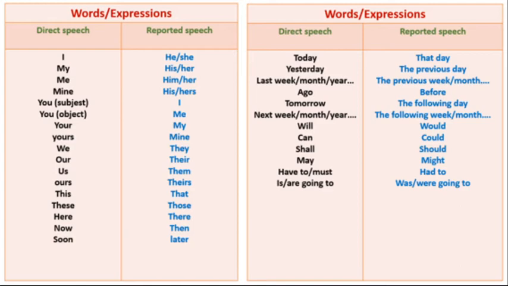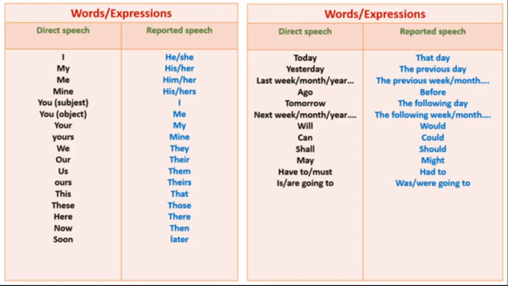You, if it's used in the sentence as a subject, becomes I. For example, you are a good student. The teacher told me that I. So here, the use of you, it's a subject in the sentence, so it's going to be like I in reported speech. This is if it's singular. If it's plural, it becomes we.